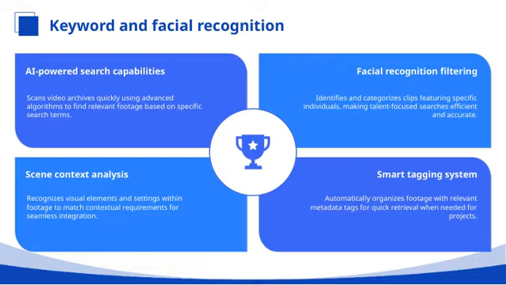Finally, the smart tagging system automatically organizes all this footage with relevant metadata tags. This means we can quickly find what we need later, saving us time and effort during the editing or review process. Altogether, these AI-powered tools are transforming how we search, filter, and organize video content, making our workflows more efficient and precise, something that aligns perfectly with our overall goal of leveraging technology to streamline media management.